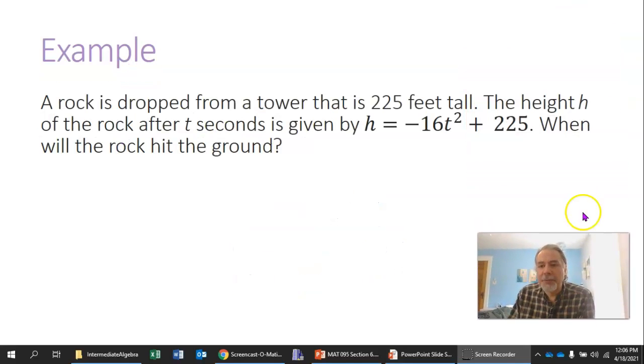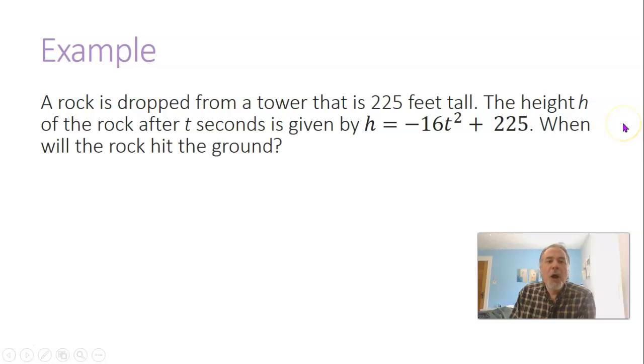Okay, next example. A rock is dropped from a tower that is 225 feet tall. The height, h, of the rock after t seconds is given by h equals negative 16t squared plus 225. When will the rock hit the ground?